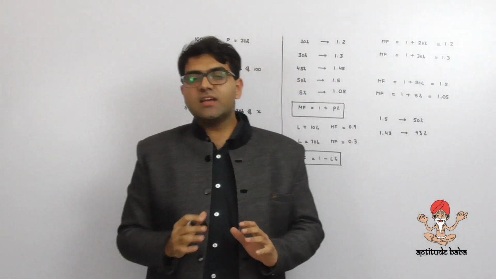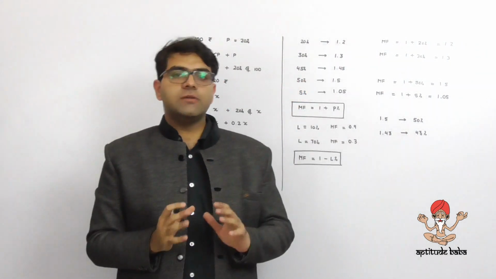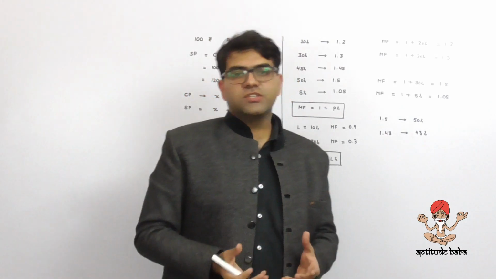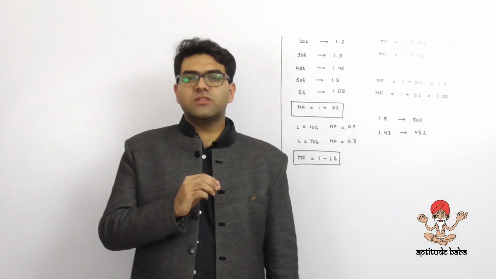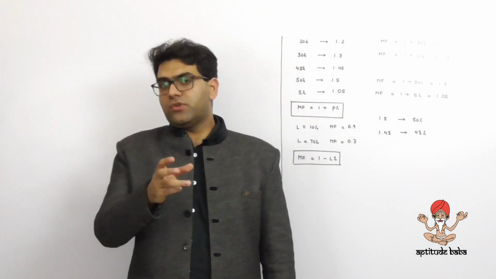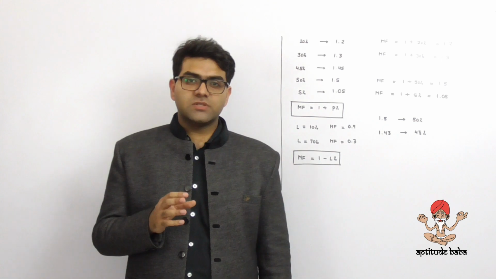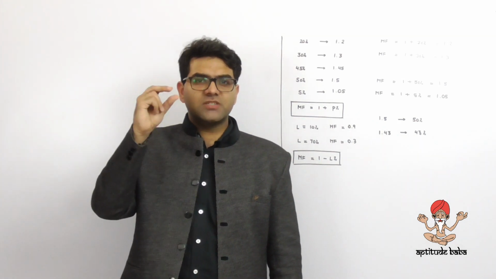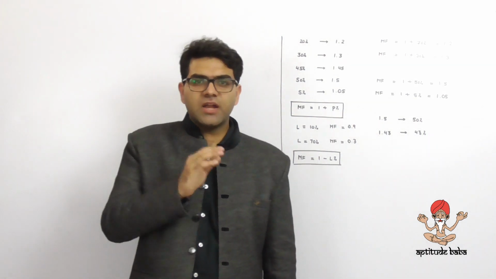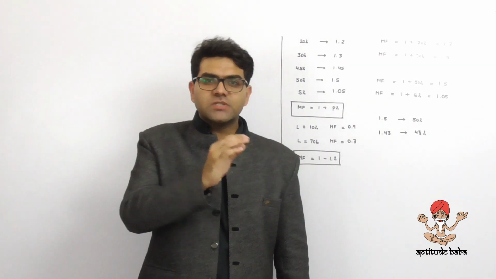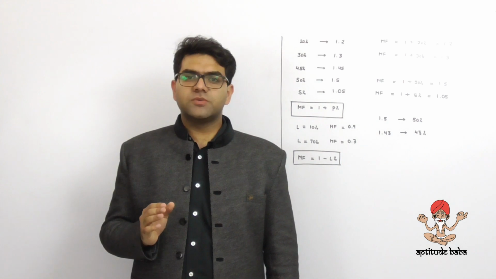Let us take our understanding of multiplying factor into fractions now. As we all know, percentage values and fractional values are interconvertible. For example, if I have 50%, then that 50% can be expressed as 50 by 100, which becomes 1 by 2. So what I'm trying to say here is that 50% and 1 by 2 are equivalent.